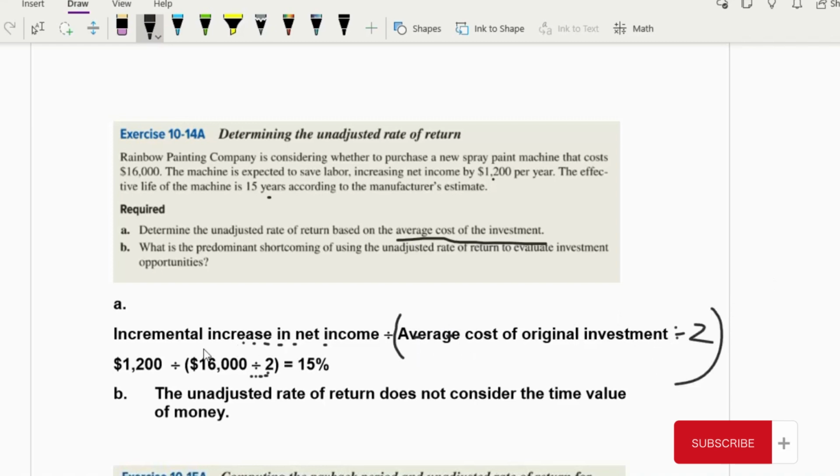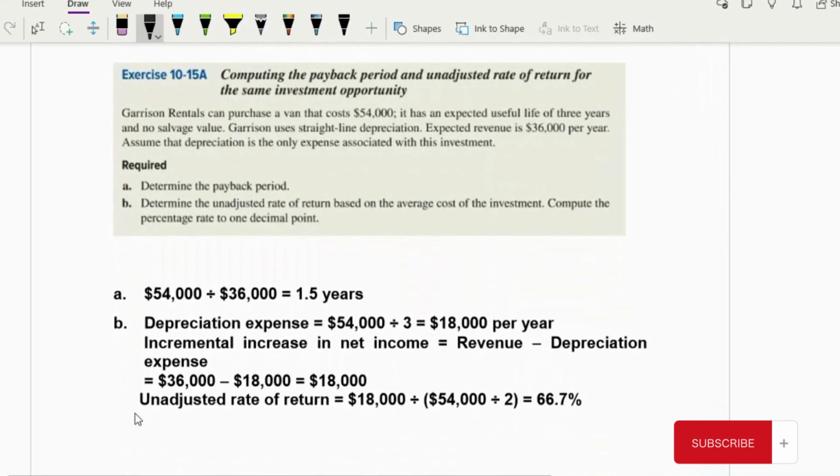So 1,200 divided by 16,000, which is your investment, divided by 2, the part of formula. So rate becomes 0.15 something. So when I multiply it with 100, that becomes 15%. They say what is the negative point? So of course unadjusted rate of return is also another method which does not consider the time value of money. So 2 methods we are doing which does not consider the time value of money. One is the payback period and the second one is unadjusted rate of return.